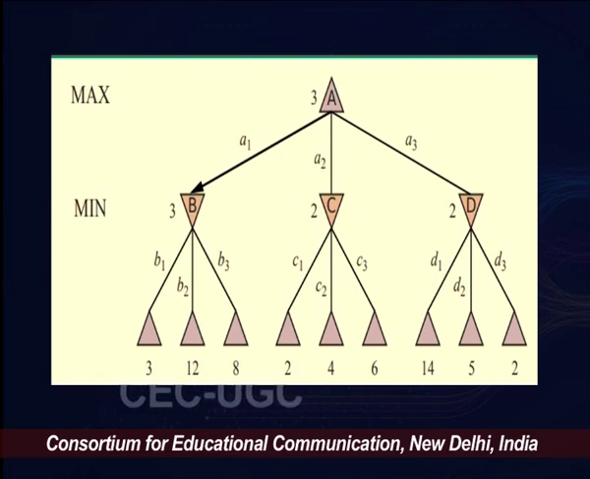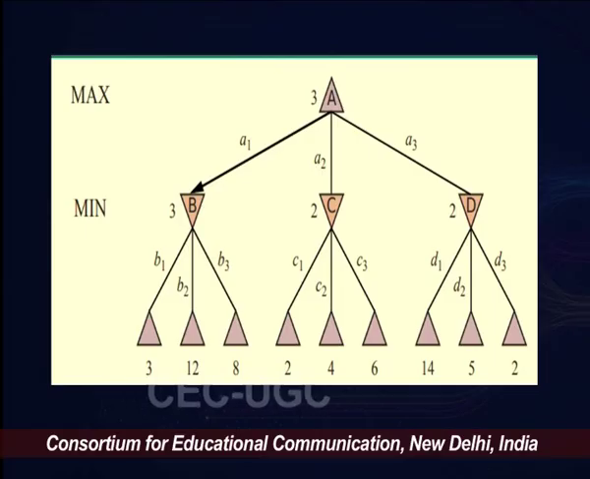Now, what do we actually need to do? For example, if max wants to maximize its chances of winning, let us start with the bottom up approach, B1, B2, B3. Which is the minimum utility? The minimum is 3 of these, so B is being marked as 3. Then if we look into C1, C2, C3, again we are looking for the minimum. The minimum of 2, 4, 6 is going to be 2, and the minimum of 14, 5 and 2 will be 2 again. So, this is one ply or one move.